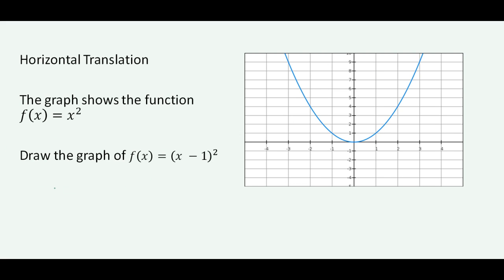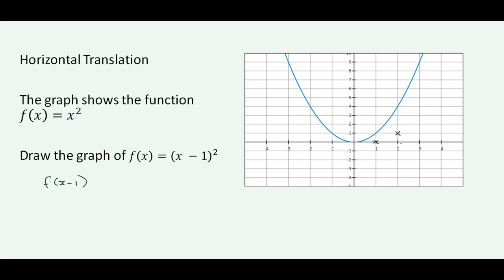We have f of x equal to x squared. We want to find x minus 1 squared. This is going to be f of x minus 1. When you have minus, you're translating in the positive direction, so we're going to move 1 unit to the right. Where you have 0, you're going to move to 1. Where you have 1, you're going to move to 2. So it's going to be right here.